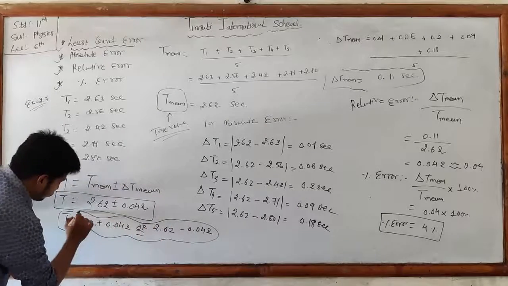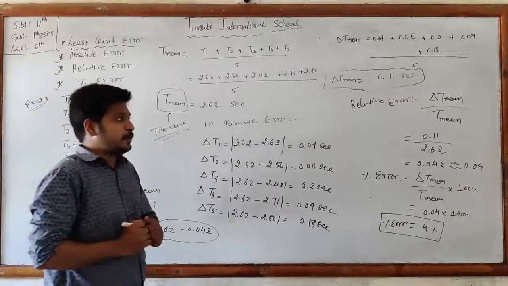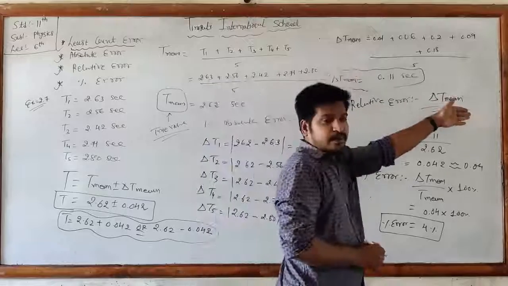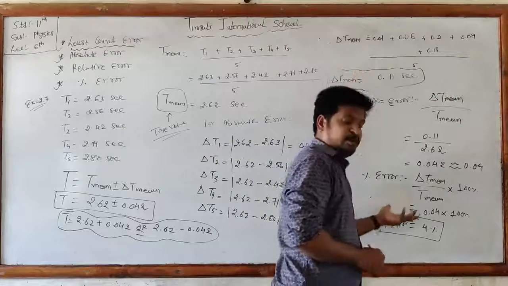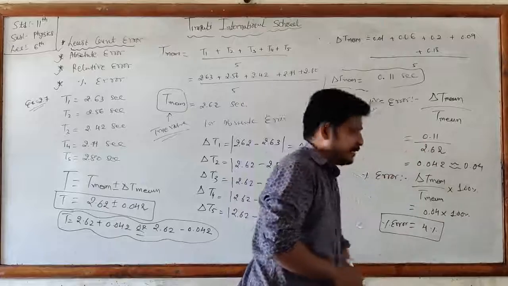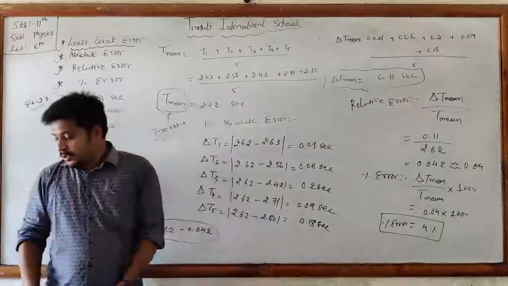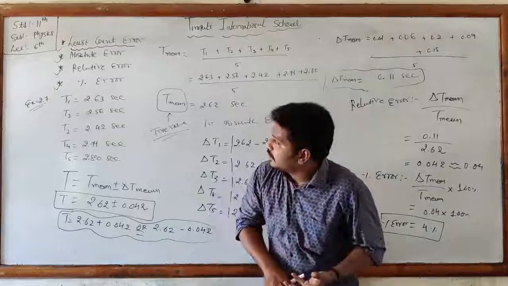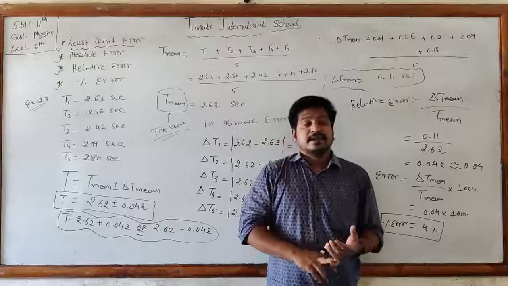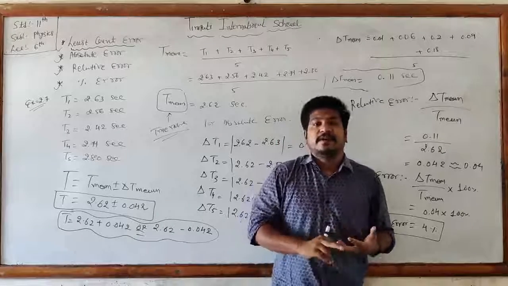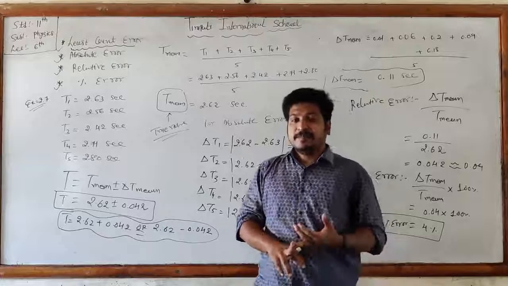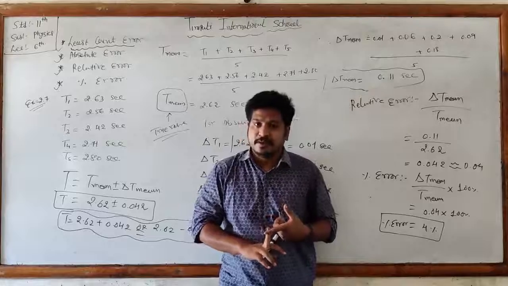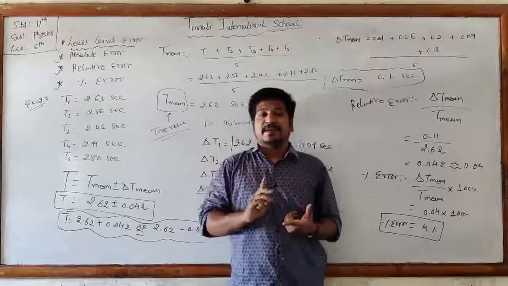So what you have to do is find T mean and delta T mean. Delta T upon T mean is the relative error, and for percentage you only have to multiply by 100. In this way, you can find absolute error, relative error, and percentage error. This topic is very, very important for NEET and JEE exams. So please read it carefully, write it carefully 2 times in your homework, and write this example at least 1 time in your homework.